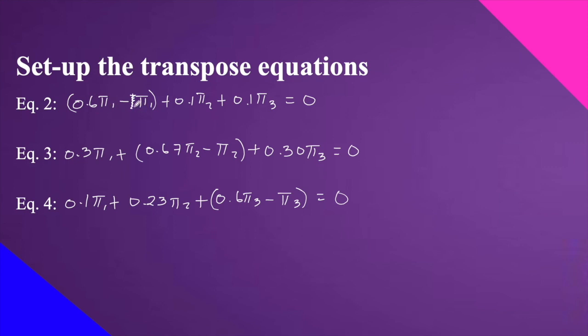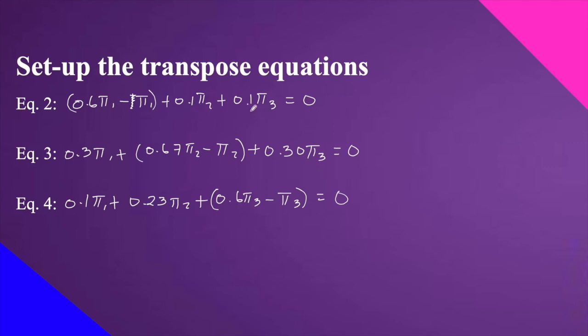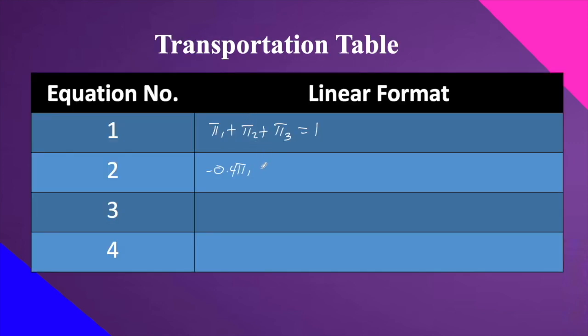Negative 0.4 pi sub 1. So, copy yung next 0.1 and 0.1. So, plus 0.1 pi sub 2 plus 0.1 pi sub 3 equivalent to 0.